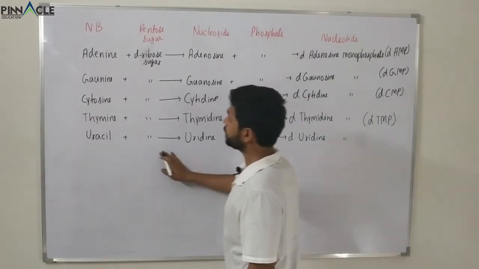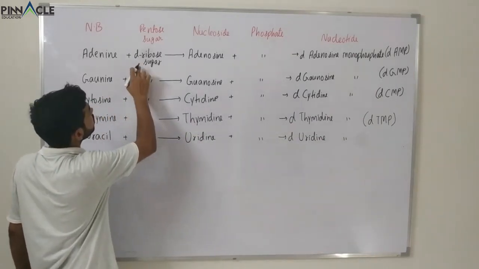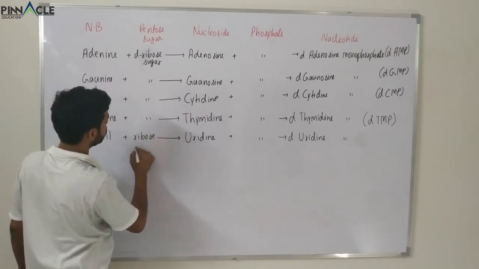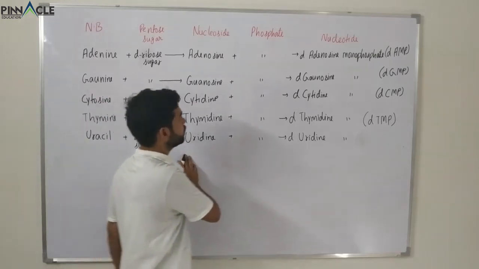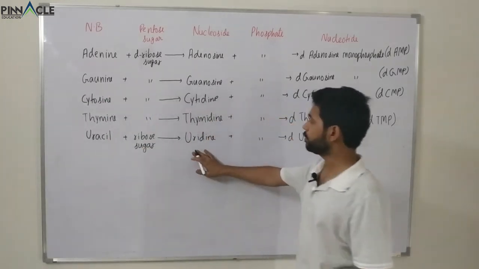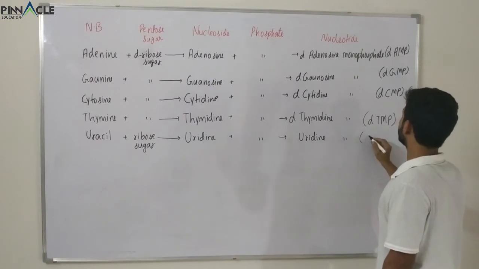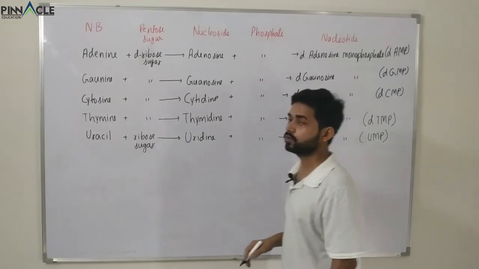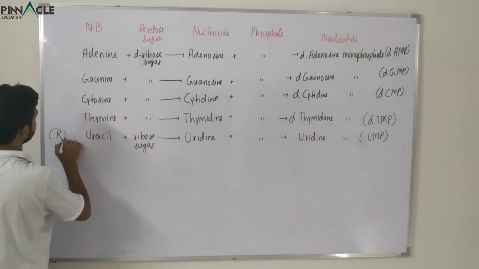So RNA uracil, since it is present in RNA, does not contain deoxyribose sugar. It contains normal ribose sugar. So it forms a nucleoside with uridine, and it is named uridine. Here it will not be called D; it will be called uridine monophosphate, UMP. D will not be used over here because it is in the case of RNA, only in RNA, not in DNA.